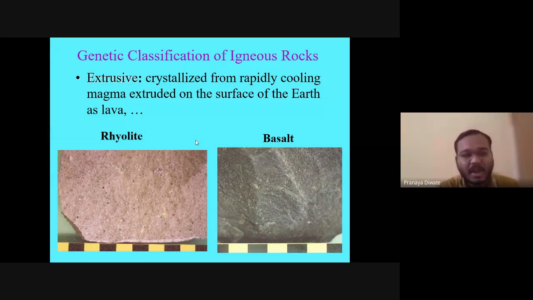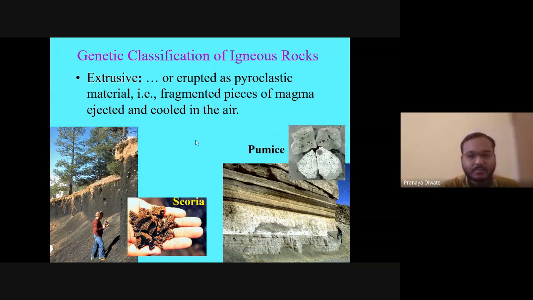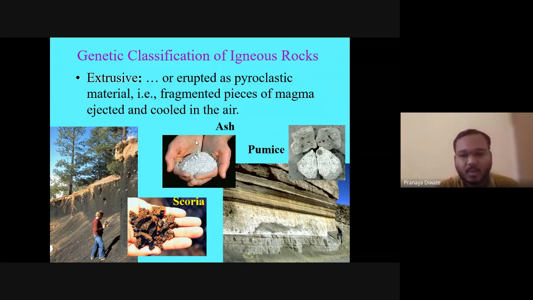So this is how you have intrusive as well as extrusive rock. This is the general genetic classification of igneous rock. Extrusive rocks are also erupted as pyroclastic material, that is, fragmented pieces of magma ejected and cooled in the air. These are some of the rocks which go into the atmosphere.